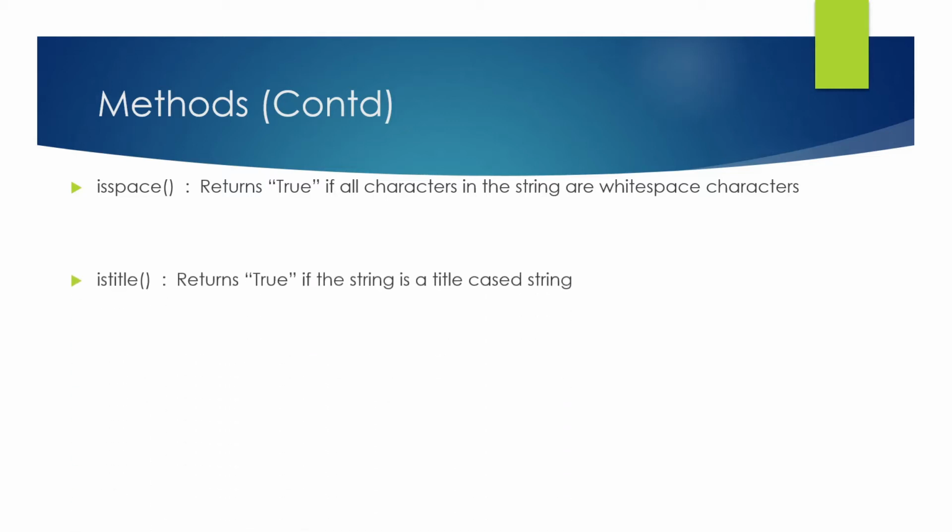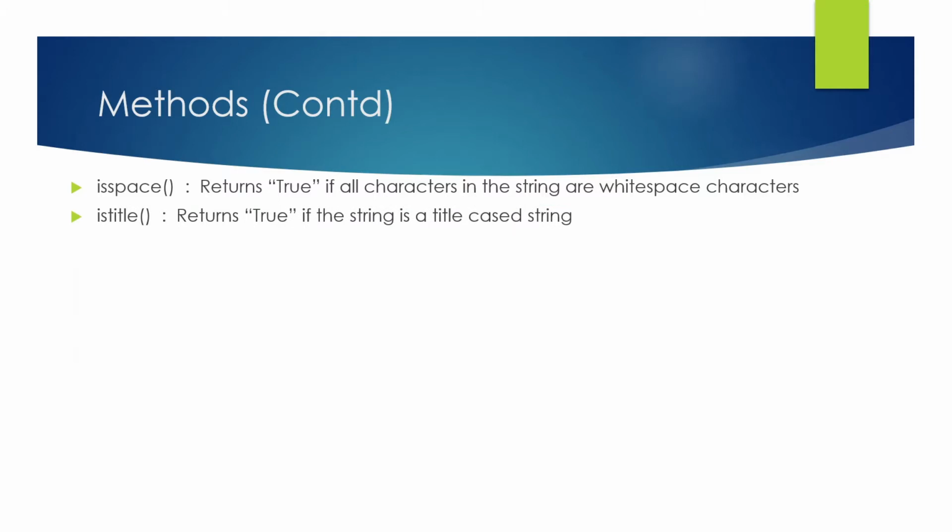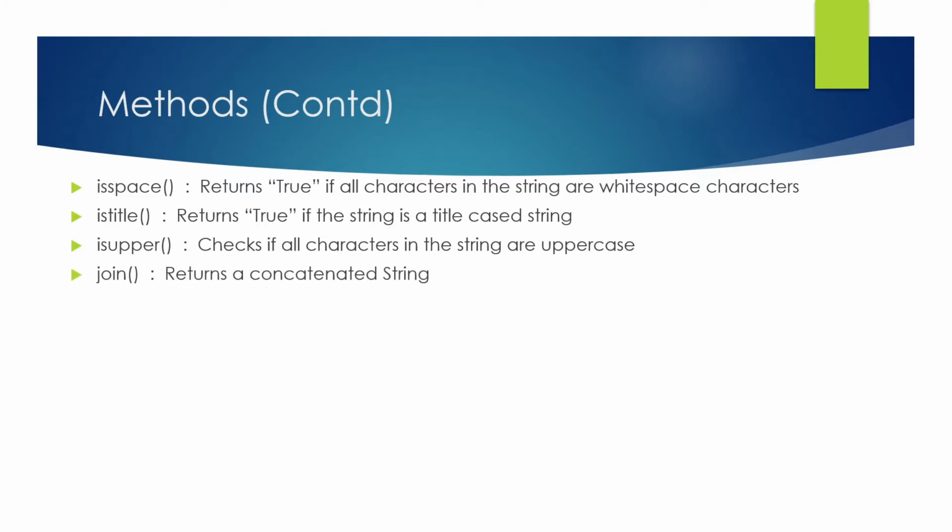true. Is title returns true if the string is in title case. Title case, I already told you, is where the first alphabet of every word is capital. Is upper checks that all the characters in the string are uppercase. Join returns a concatenated string. This will work on a list, which again is a data structure, but we'll use the plus sign to concatenate over here, so you need not worry about that.